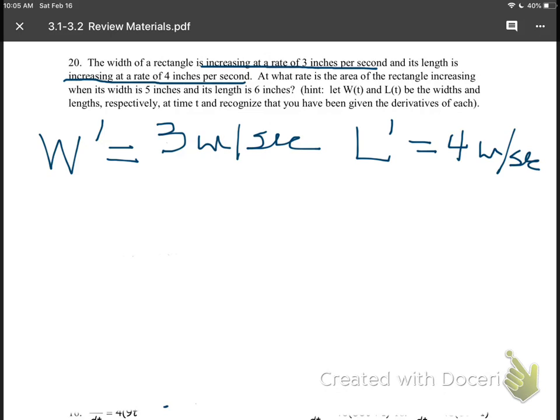So at what rate is the area of the rectangle increasing when its width equals 5 and its length equals 6? And then I say, hint, let W(t) and L(t) be the widths and lengths respectively at time t, and recognize that you have been given the derivatives of each, and yes, we have. Notice also, I've used the word increasing. If I said it was decreasing, both of those would have been negative values. That's important to know. Okay, so let's start out.